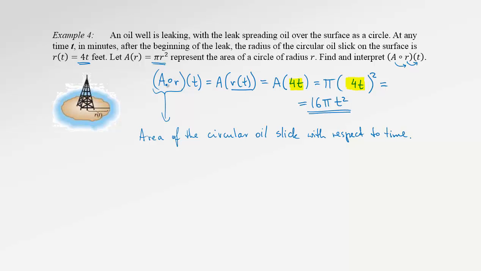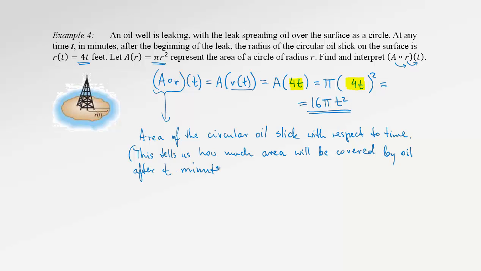So in layman's language, this A of r function is actually telling us how much area of the water will be covered by oil after t minutes. So it's actually very useful because we don't need to go and measure the radius. It will be very difficult to do that. However, having this formula, it's enough to plug in the number of minutes, and then we know instantly how much area of water will be damaged by oil.